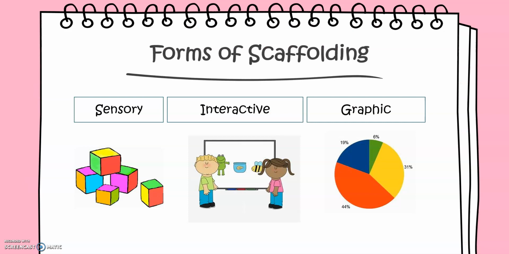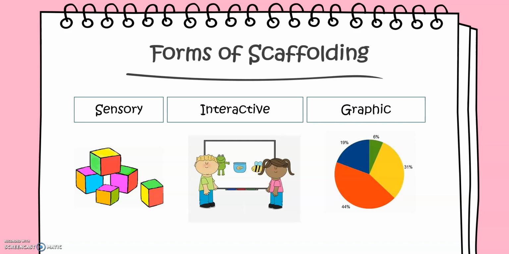Forms of scaffolding. Some forms of scaffolding include sensory, interactive, and graphic. For sensory scaffold, the purpose is to help learners make connections between ideas and help them learn through a narrative. This form is best for visual and auditory learners. Some examples include illustrations, videos, films, real-life objects, physical activities, and demonstrations and modelings.